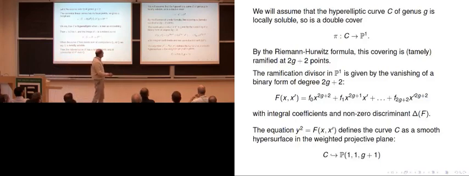It's given by y squared equals f of x, x prime, where this is the binary form. But this is not an equation in projective space. X and x prime we give degree 1, y we give degree g plus 1, and then this becomes a homogeneous equation in the weighted projective plane where the variables have weights 1, 1, and g plus 1.